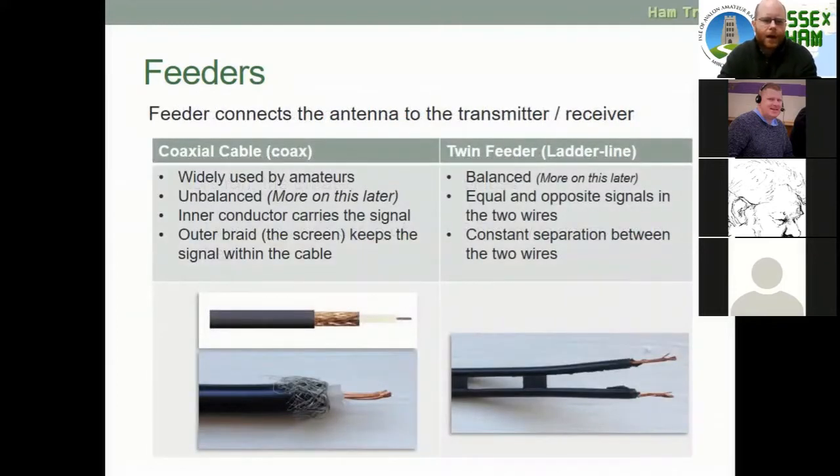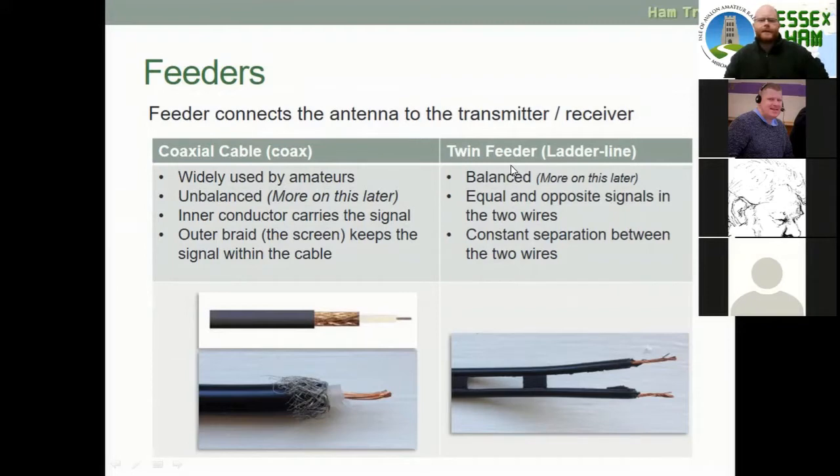We have coaxial cable. This is the most common type of feeder used by radio amateurs. It's unbalanced, and we'll go into what that means a bit later. It consists of an inner conductor, then there's some plastic, and then there's an outer braid, also known as the screen, and that keeps the signal in this central conductor.